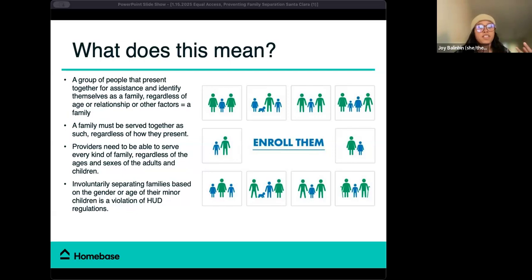So for example, if it's just adults, or adults and children, or just a group of youth presenting together, their age, their disability status, marital status, all of those things, in addition to perceived or actual sexual orientation and gender identity, cannot be used to involuntarily separate folks trying to be served.